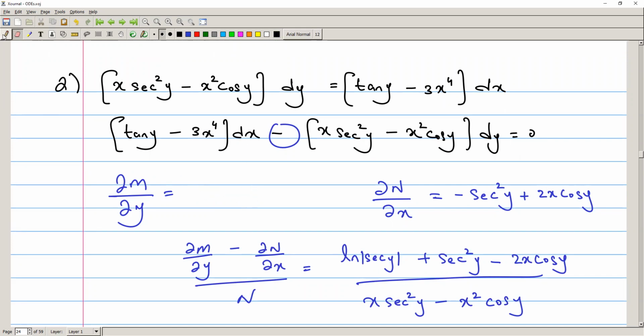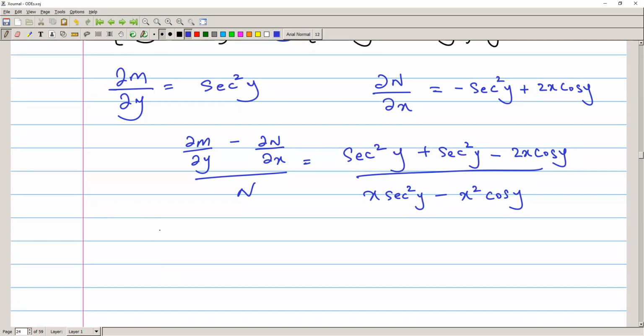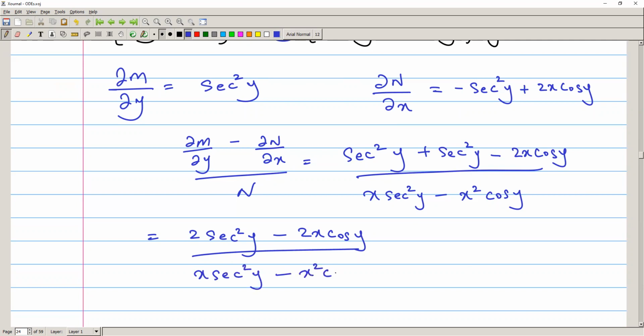I mistakenly took the integral of tangent y, but we need to take the derivative. Unfortunately, I made a mistake there. So it will be sec squared y, right? Now it will be equal to 2 sec squared y minus 2x cosine y, divided by x sec squared y minus x squared cosine y.